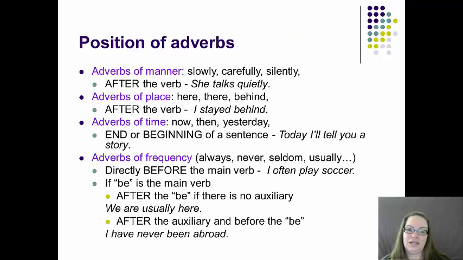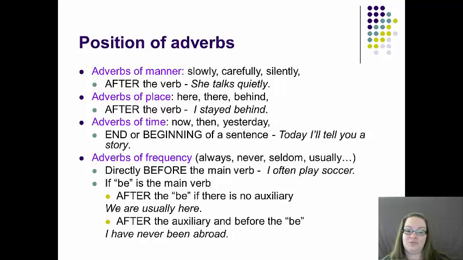When we look at adverbs, they can take different positions in the sentence based on their function and what it is that they're describing. So we have adverbs of manner, which is telling us how something is done. Those come after the verb. We have adverbs of place, which is telling us where something happens. Those also come after the verb. We have adverbs of time. They often come at the beginning or end of a sentence. So these are telling us when something is happening or going to occur.